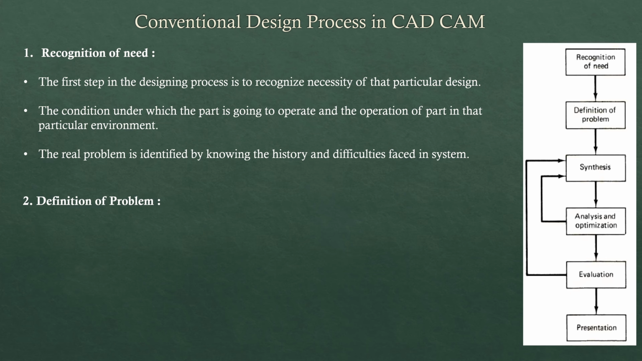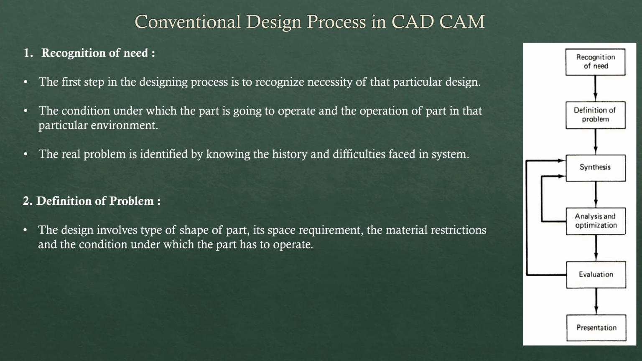In the figure, you can see the definition of the problem is the second step. So the design involves the type of shape of the part, its space requirement, the material restrictions, and the condition under which the part has to operate. So how to define the problem? The first line clearly defines that the design involves types of shape of the part, its space requirement, the material restrictions, and the condition under which the part has to operate.